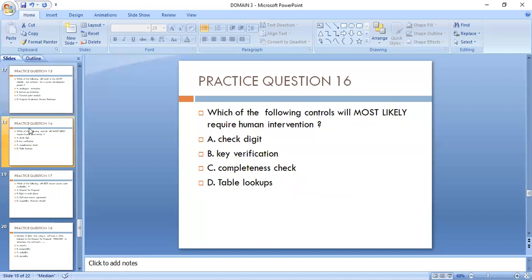Please take note. 16. Which of the following controls will most likely require human intervention? A. Check digit. B. Key verification. C. Completeness check. D. Table lookups.